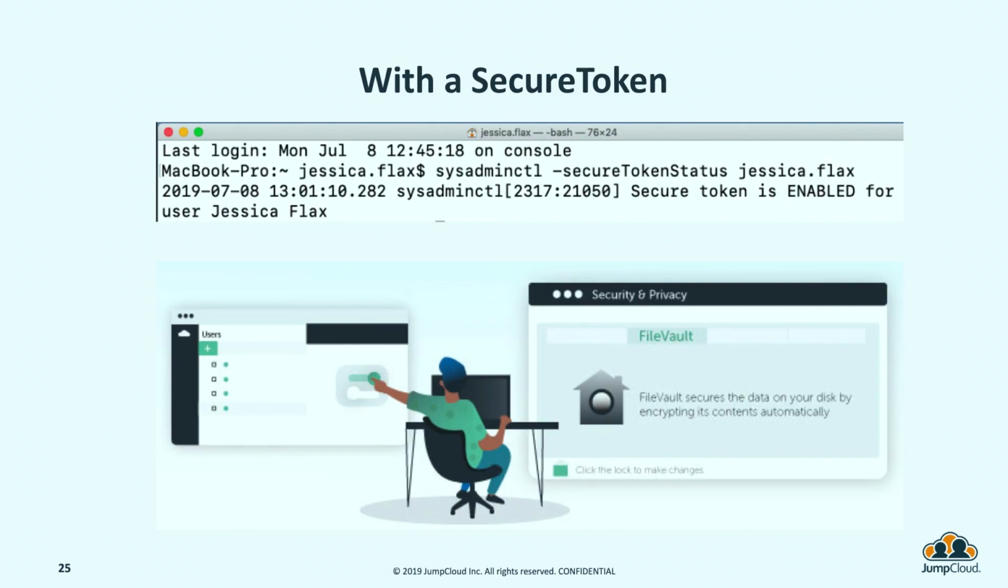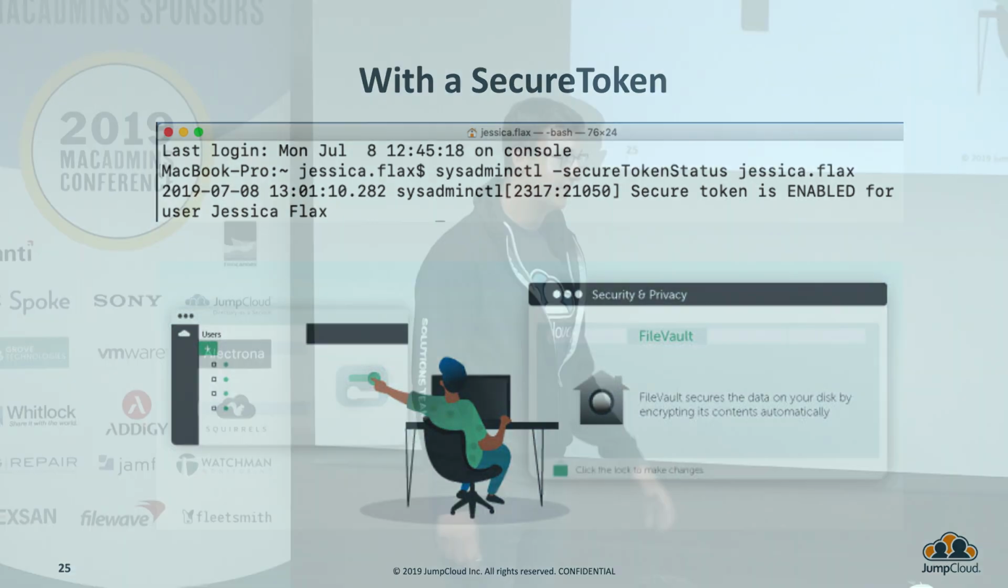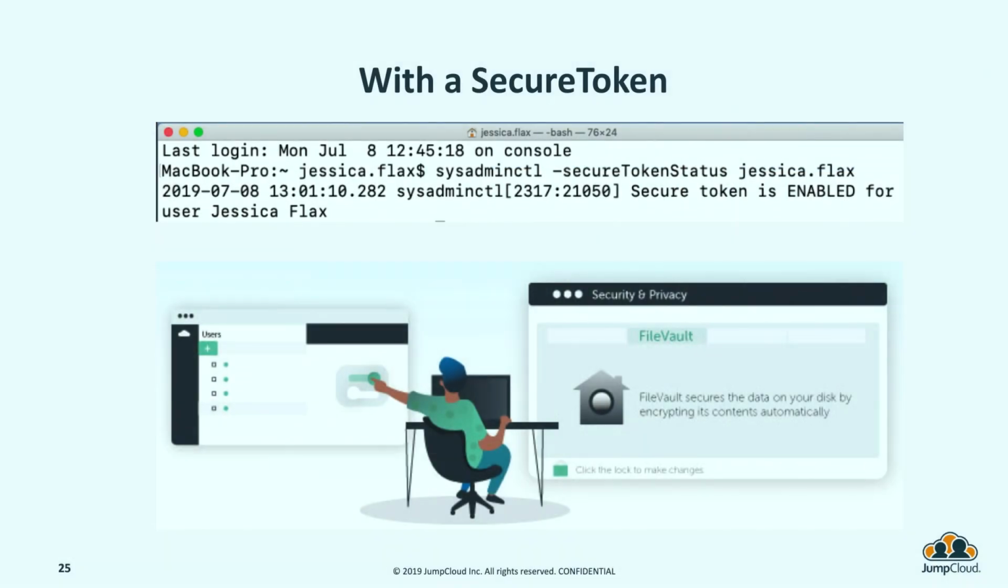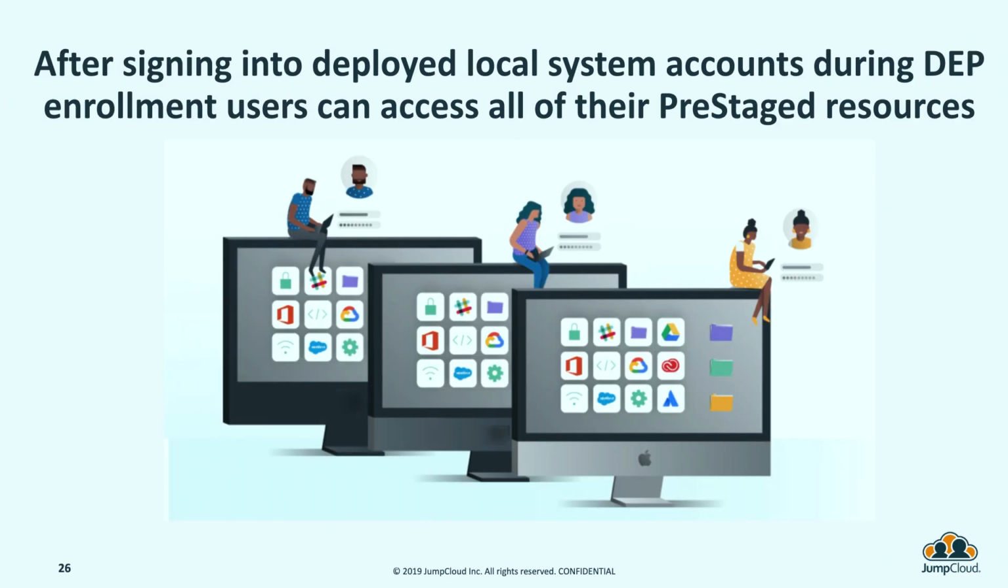Super important: secure tokens. Secure tokens are part of the mix. The JumpCloud agent, and we'll talk about the things that it can do. One of the things it has the ability to do is manage secure tokens. And that happens with a service account. So with this flow, we ensure that that service account is there, and the accounts that we're pushing down have valid secure tokens. So once Jessica signed into her machine, these local system accounts are configured to access all of the resources that have been pre-staged.